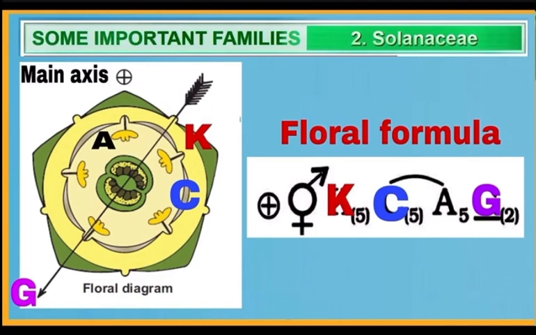Now see the floral diagram and floral formula. It is actinomorphic, bisexual, K, calyx 5 in number and are fused. C, corolla are 5 and are fused. A, androecium 5 and are fused with corolla. G, bilocular and syncarpous and ovary is superior. And then draw the floral diagram step by step as shown.